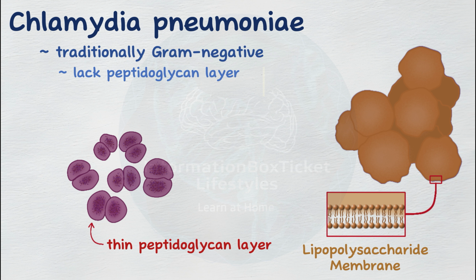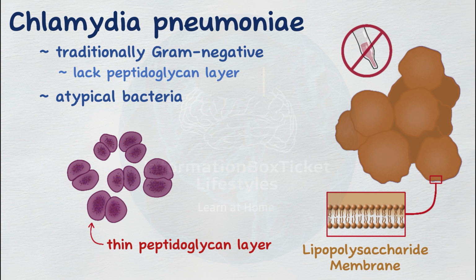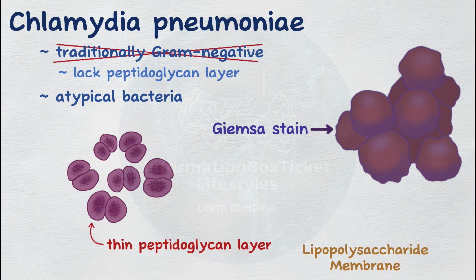Chlamydia are more accurately referred to as atypical bacteria, since they are unable to withstand the pink safranin dye used in gram staining, which prevents them from being classified as gram-negative bacteria. They must be seen using a Giemsa stain, which gives them a blue or reddish-blue appearance.